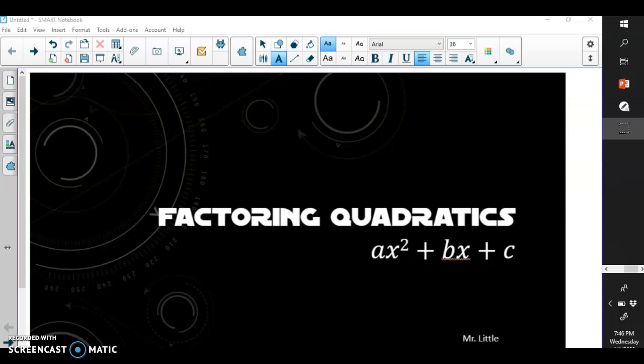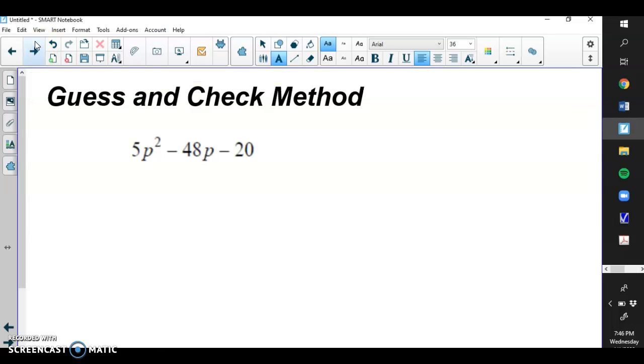Hello students. This lesson is about factoring quadratics when there's a number in front of the x squared. So the form is ax squared plus bx plus c. Today's method is guess and check.